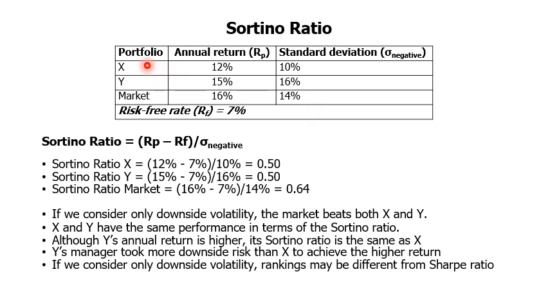So if we have portfolios X, Y and the market, with annual returns of 12%, 15% and 16%, and negative standard deviations of 10%, 16% and 14%, and the risk-free rate is 7%, the Sortino ratio, which is equal to Rp minus Rf divided by sigma negative, for X is 12% minus 7% divided by 10%, which is 0.5. The Sortino ratio for Y is 15% minus 7% divided by 16%, which is equal to 0.5. And the Sortino ratio for the market is 16% minus 7% divided by 14%, which is 0.64.